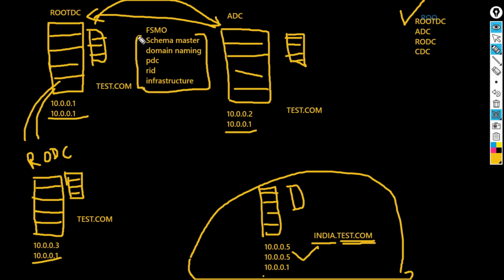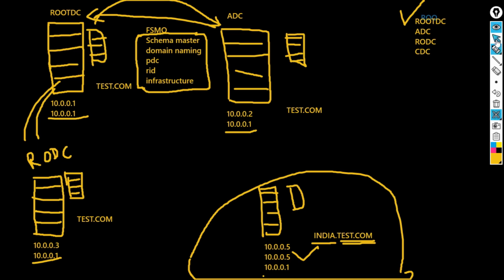These roles are responsible for all the activity in domain controllers. Okay, so now let me talk about the root DC. First you configure the root DC, so all these roles will be placed with the root domain controller. You can check this, there is one command to check it.